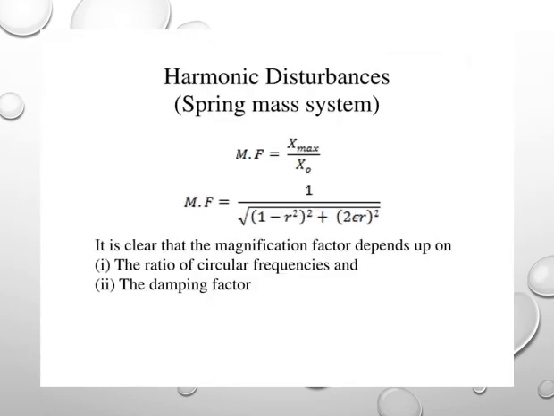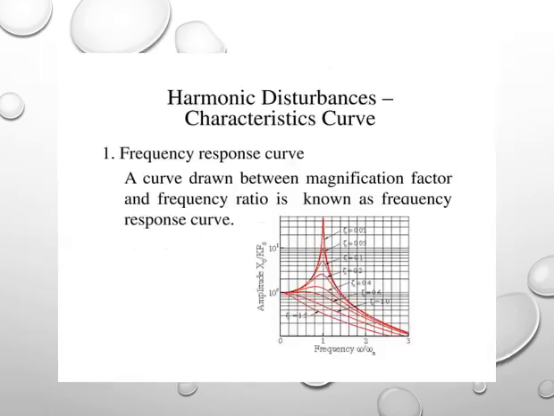Next, it is clear from the same formula that the magnification factor depends upon the ratio of critical frequency and damping factor. The harmonic disturbance is shown as graphical curves. First one is the frequency response curve. It is drawn between the magnification factor and frequency ratio, and is known as the frequency response curve.